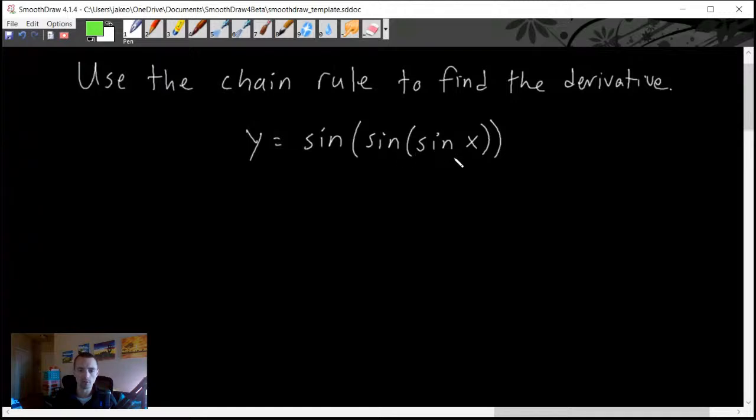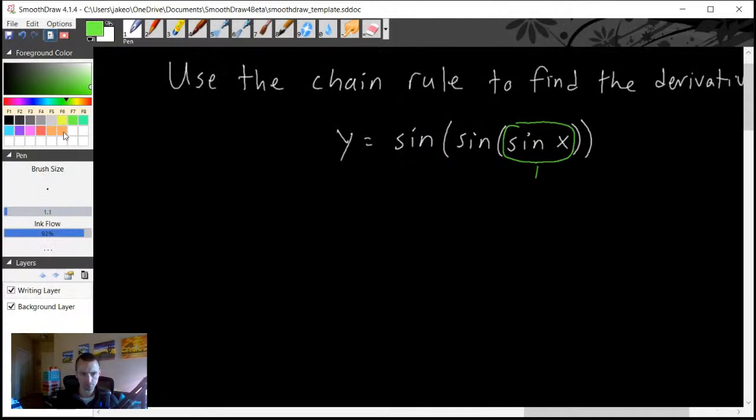So what we can do, if we think about our order of operations, is this: if we were to plug some number in for x here, we would first deal with sine of that number. We would deal with this first sine here. So basically this innermost parentheses would be the first thing we'd deal with. Let's call that our first level of inside function.